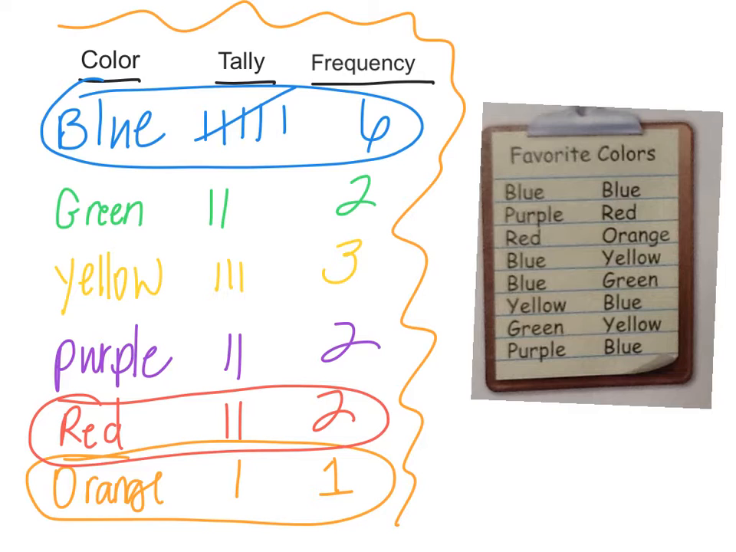Now, if you had to look at the chart, you'd have to count. How many blues are there? Well, there's 1, 2, 3, 4, 5, 6. So, as you can see, it's easier to look at the frequency table, and you'll know exactly how many blues there are, how many greens. You'll know the frequency of the data because it tells you.